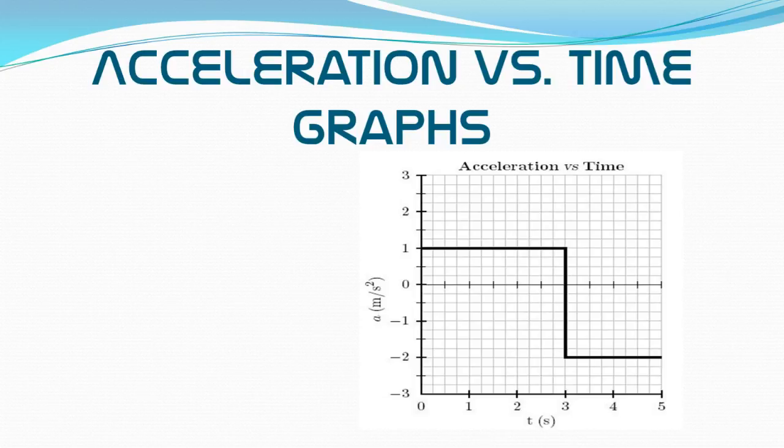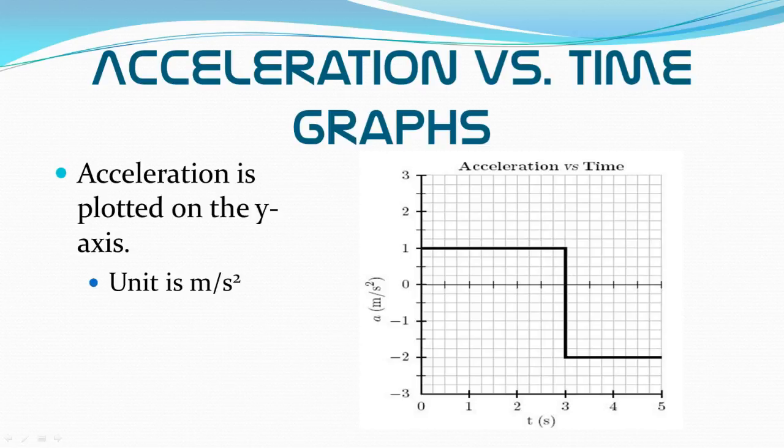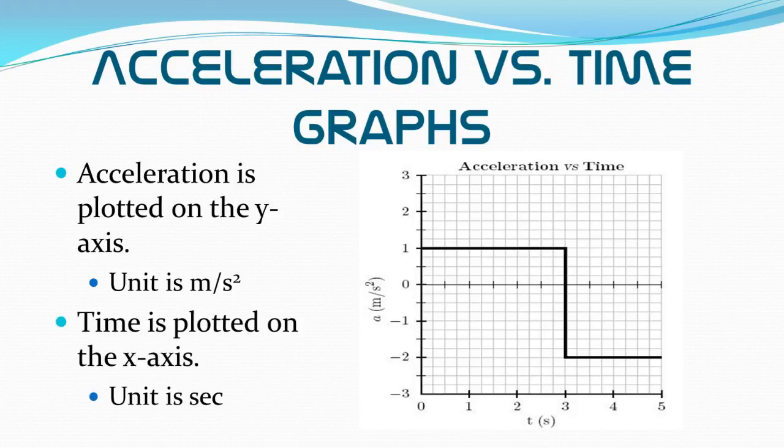Acceleration versus time graphs, like position versus time graphs and velocity versus time graphs, are a common way to represent and interpret motion. On an acceleration versus time graph, acceleration is plotted on the y-axis. The unit is meters per second squared. Time is plotted on the x-axis. The unit is seconds. We don't interpret the slope in this case because the slope of all of these lines will be 0.